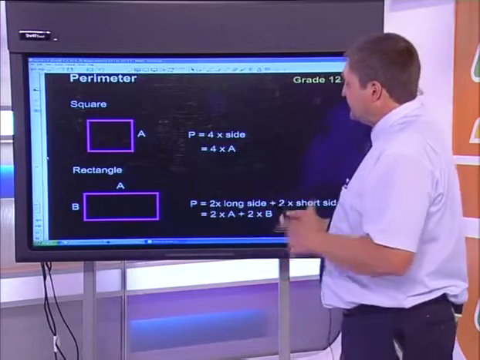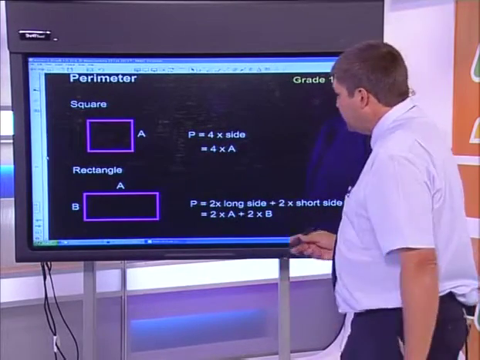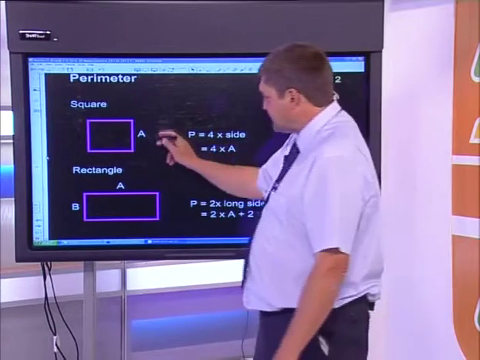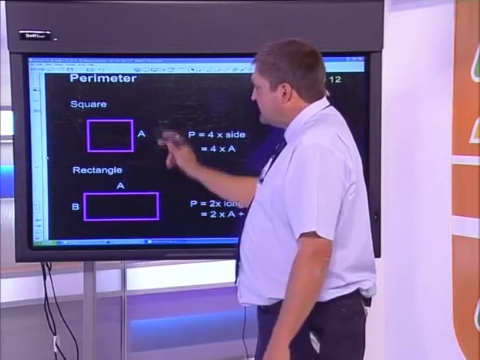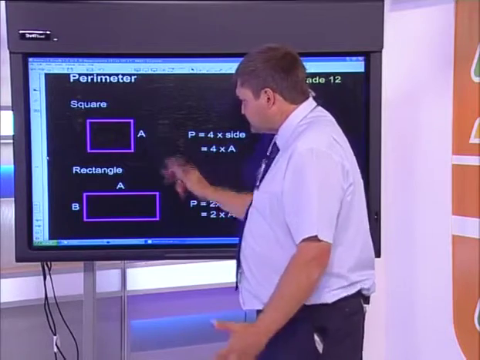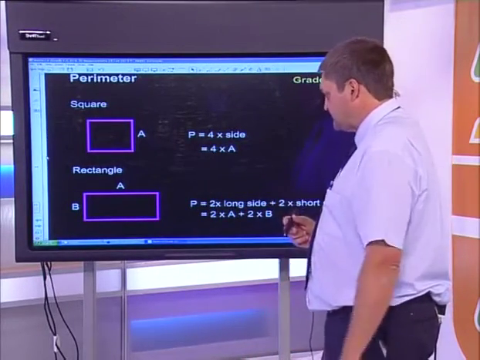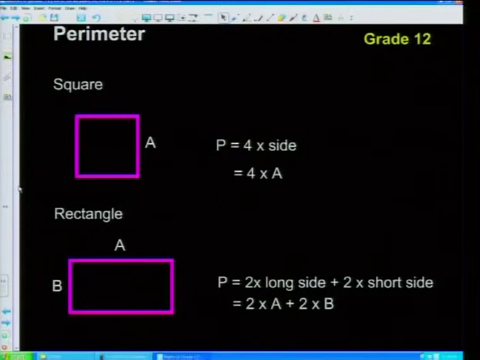We said to calculate the perimeter of a square, we can say perimeter is 4 times the side. If my side is A, we're going to say it's 4A. If my side is 5 centimeters, we're going to say it's 4 times 5 centimeters, so it's going to be 20 centimeters. Rectangle, we said it is 2 times the long side plus 2 times the short side. So it's 2 of the A sides, 2 of the B sides, and that gives me my perimeter.